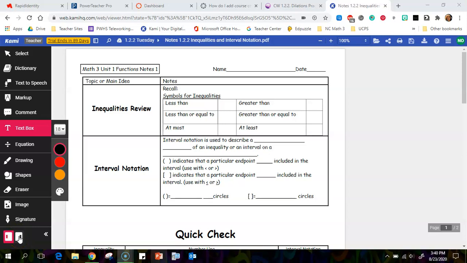Hello Math 3 students. So you are on an editable PDF. This is the first grading period, second week, second day, so Tuesday. And this set of notes is on inequalities and interval notation.